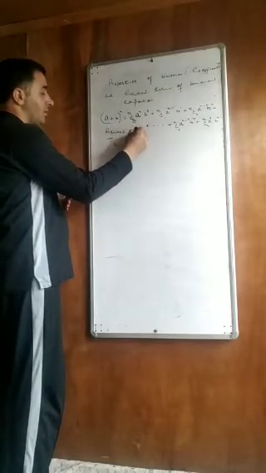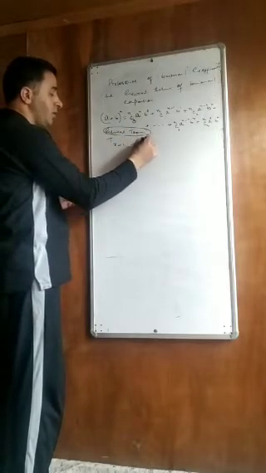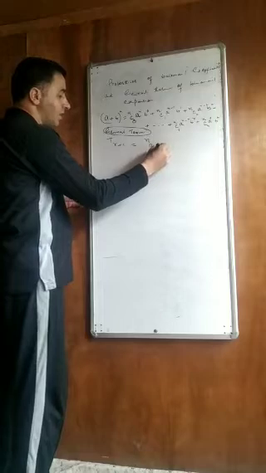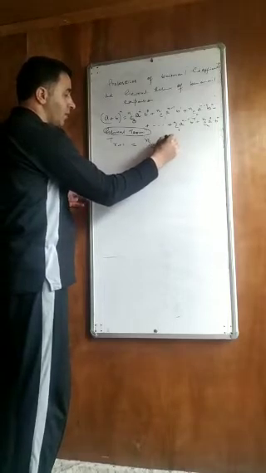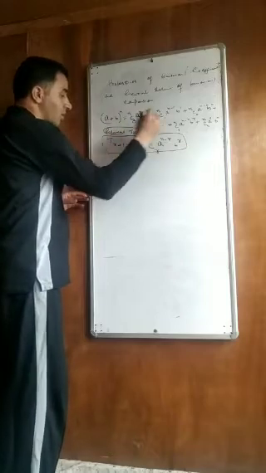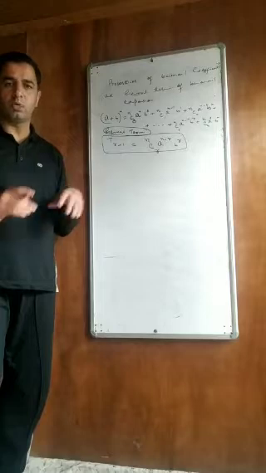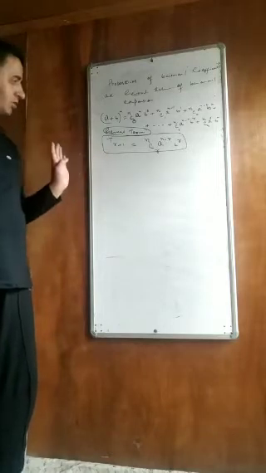General term of this expansion. The general term, that is T(r+1), is equal to nCr a raised to power n minus r into b raised to power r. This is the general term of this binomial expansion. With the help of this general term, you can calculate any term of the binomial expansion.